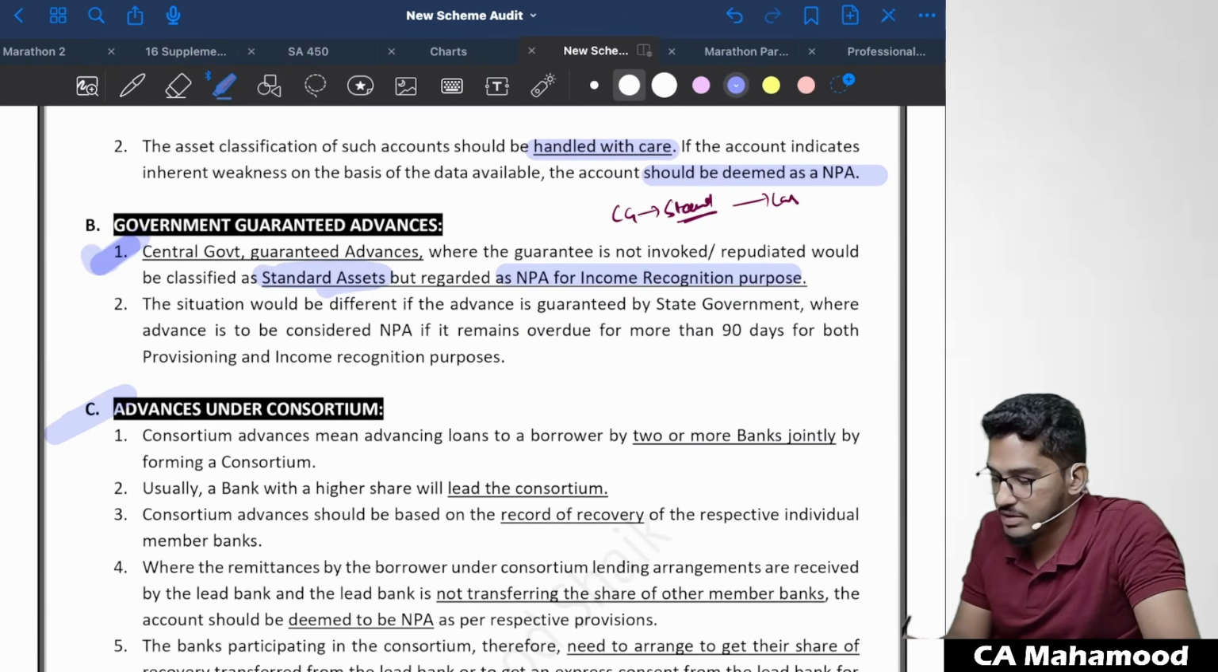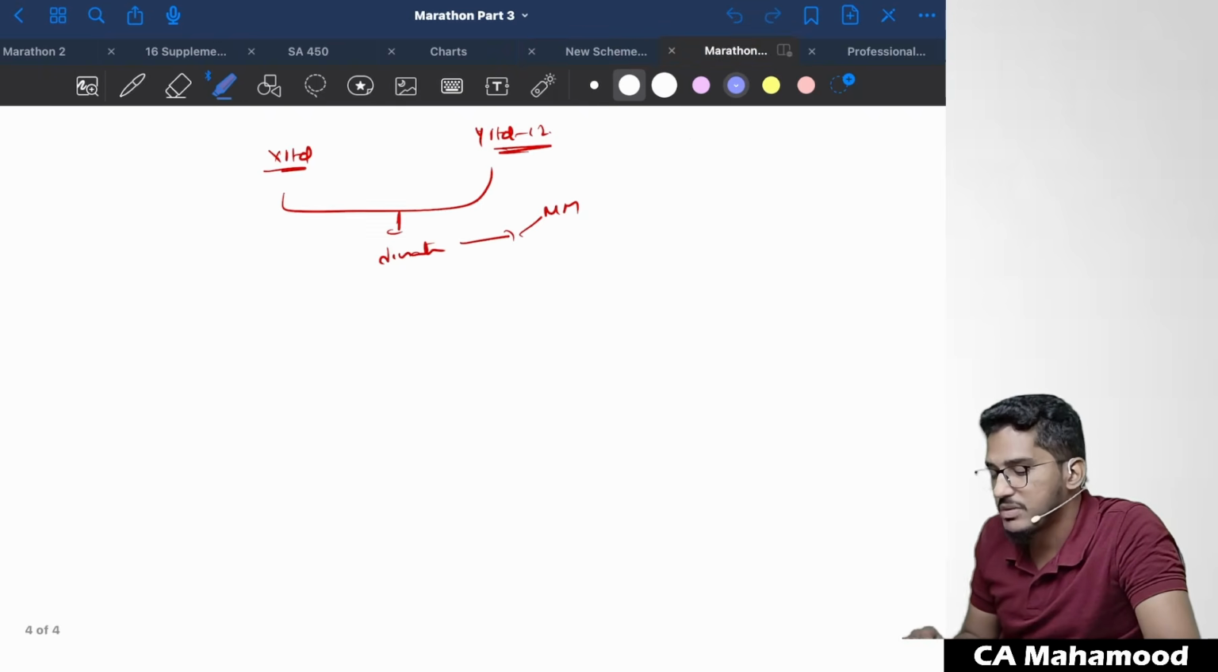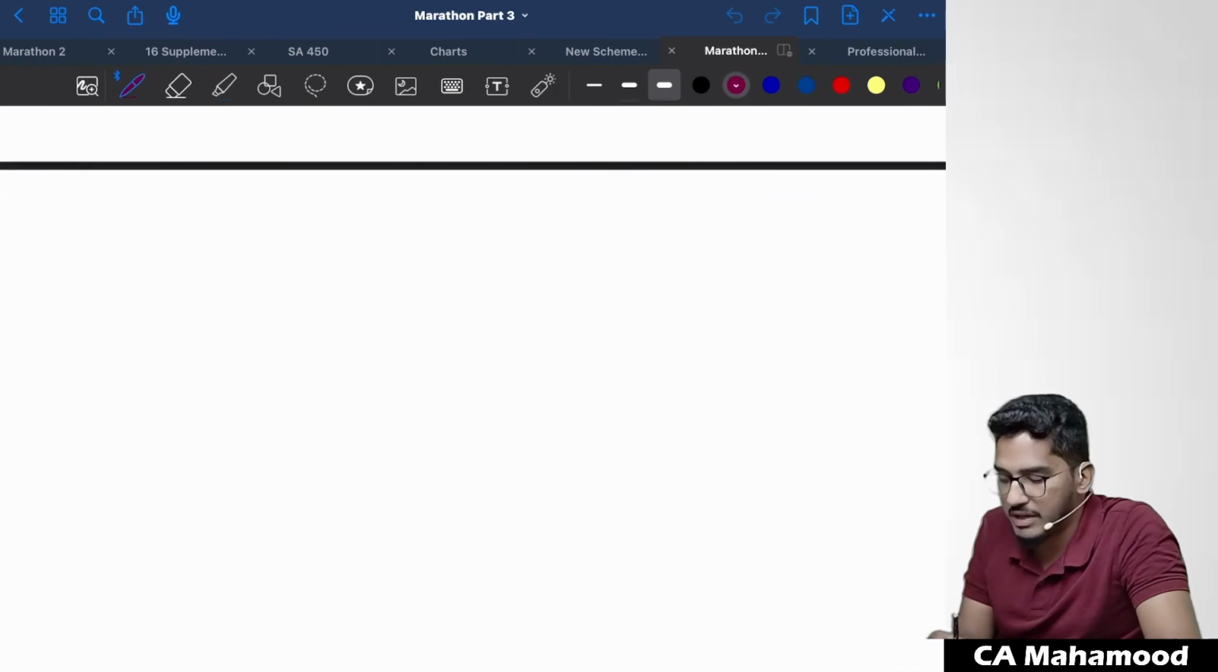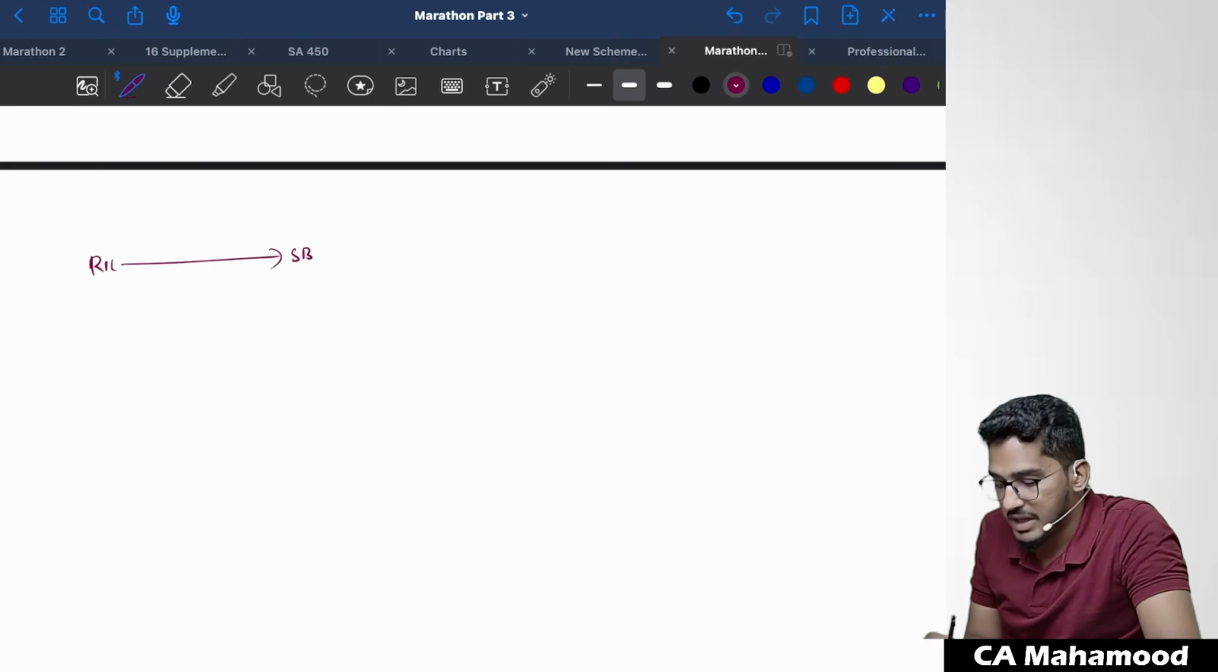First of all, we have to understand what we mean by advances under consortium. Sometimes we also call it consortium advances. So what exactly is the meaning of consortium advances? Take, for example, Reliance Industries Limited. It has approached SBI: dear SBI, we need 1000 crore rupees of loan.